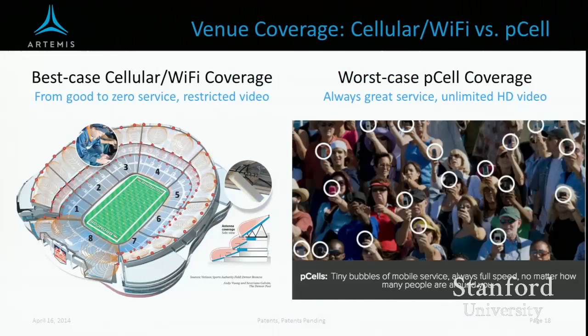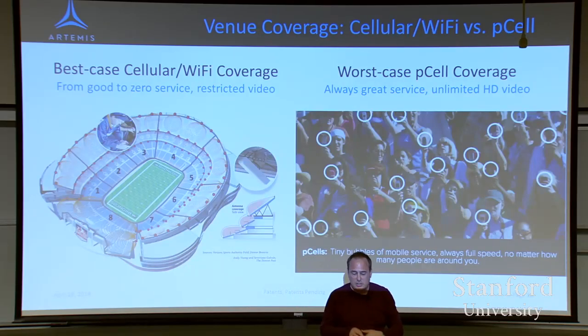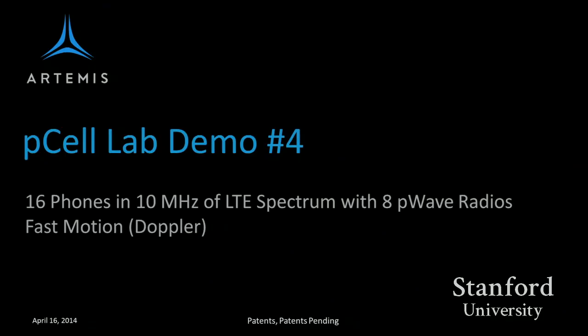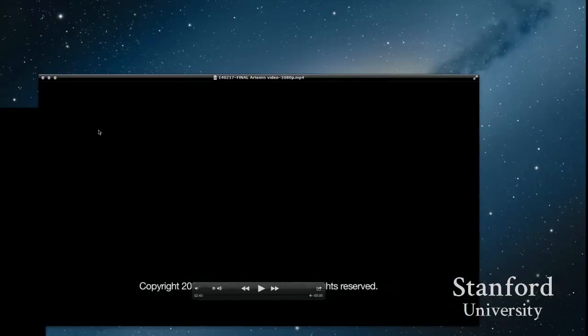So this shows also in a stadium the advantages that we get with pCell. And as you can see, this is the traditional kind of cellular approach, whether it's done with LTE or with Wi-Fi. With pCell, of course, you have a small little cell around each phone. And you can expand to any density you'd like. Okay, so let me show you a couple of videos here. This is a video we haven't shown before, so it's kind of cool. We had a lot of questions about Doppler, so this one kind of shows off the Doppler thing.